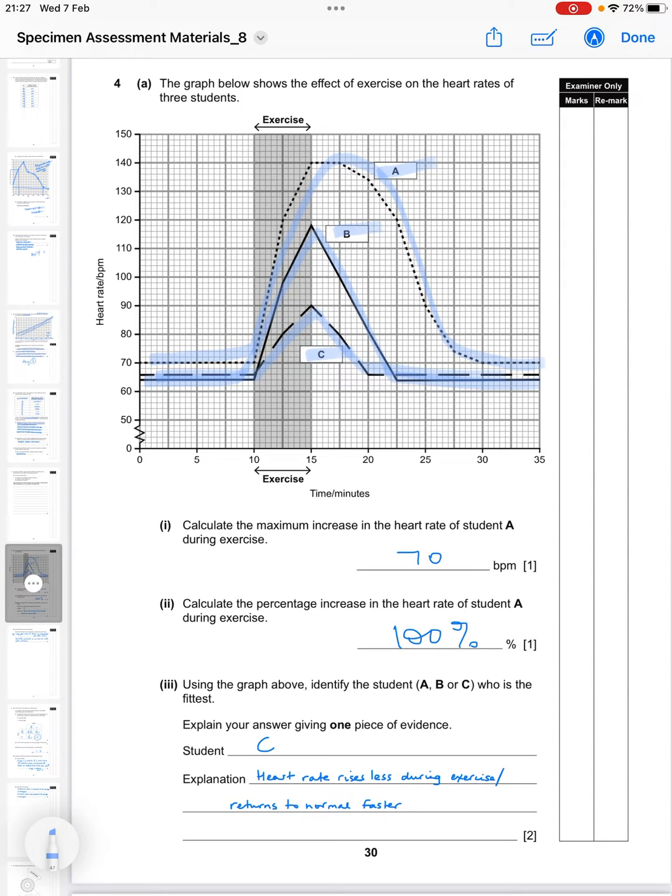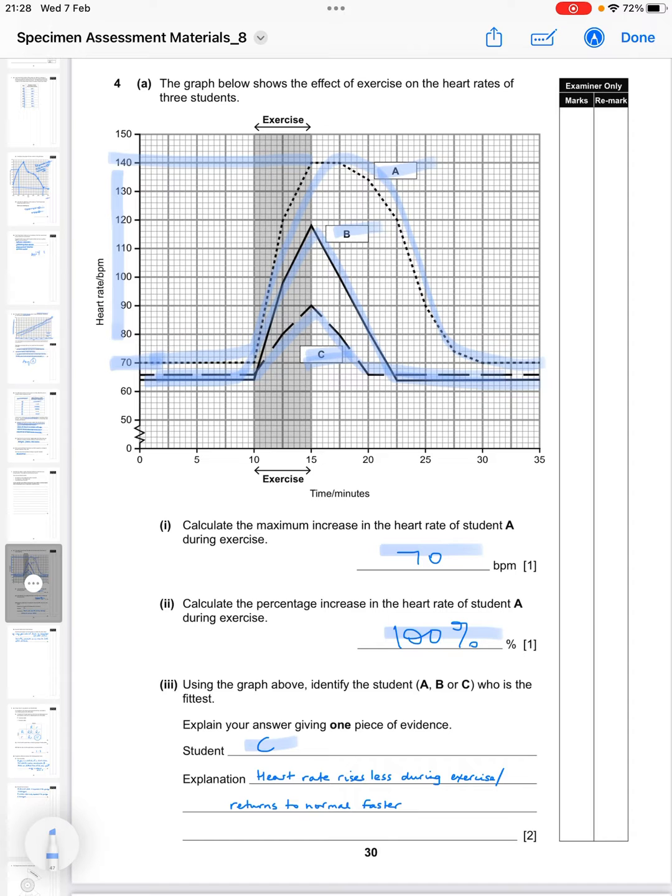So calculate the maximum increase of the heart rate of student A. So we're looking here, it goes from 70 up to 140, so the difference is 70. Then calculate the percentage increase in the heart rate of student A during exercise. So from 70 to 140, it's an increase of 70 here. So that's 100%.